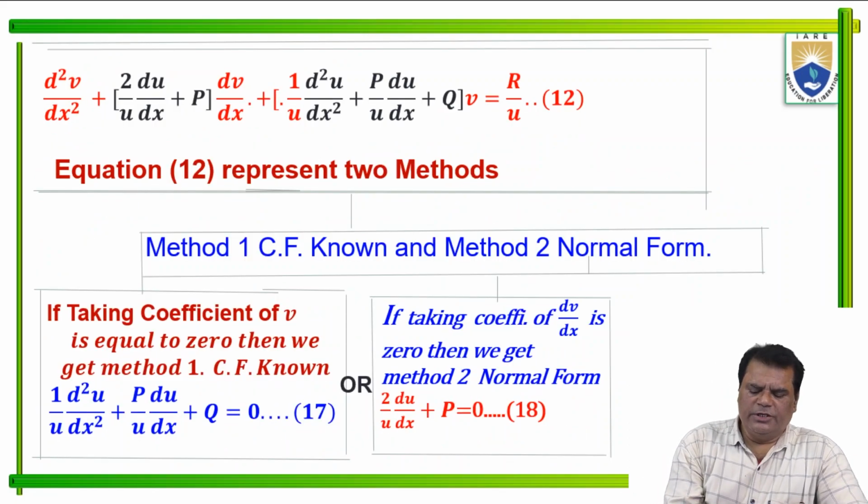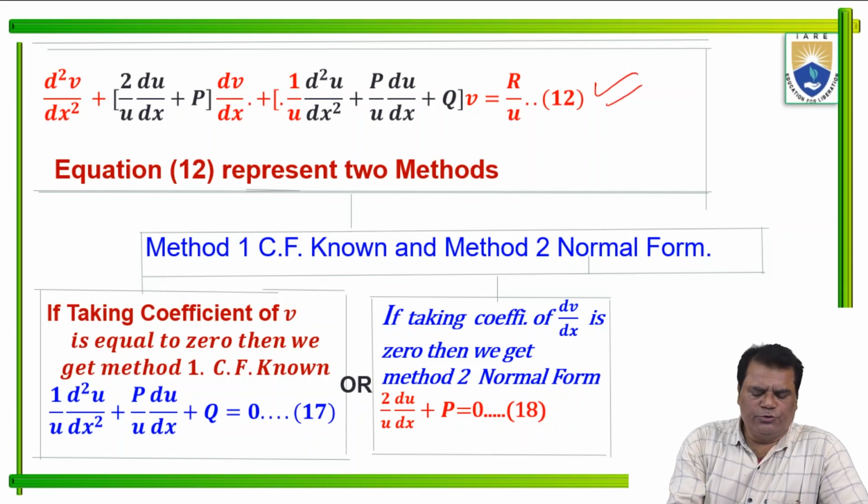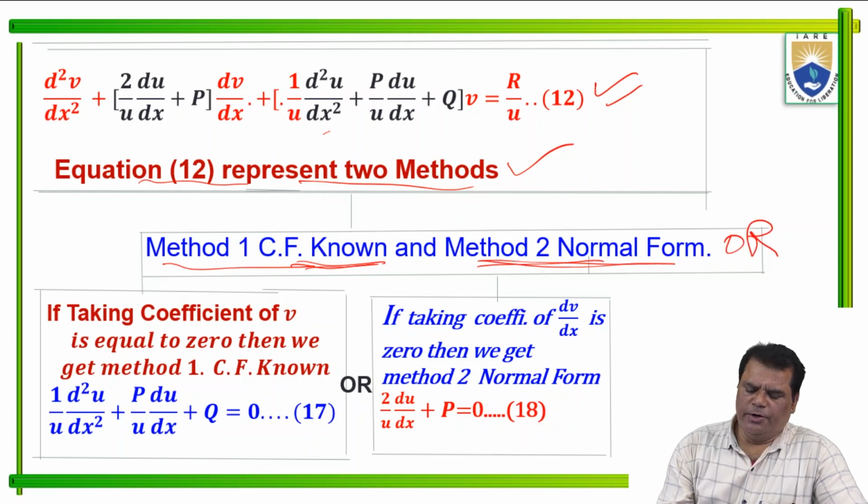Now, this is equation 12. Equation 12 represents two methods. This breaks into two methods. Method 1, complementary function known. Method 2, normal form or removal of first derivative.